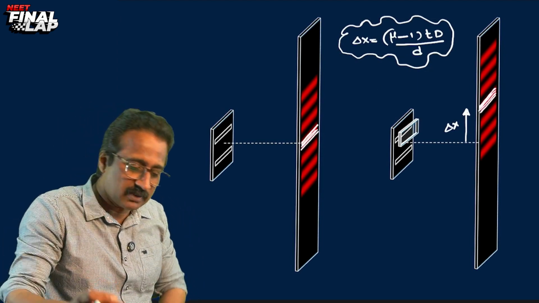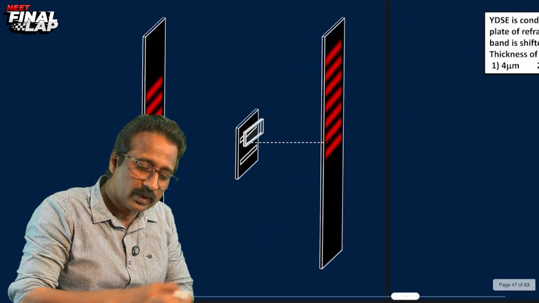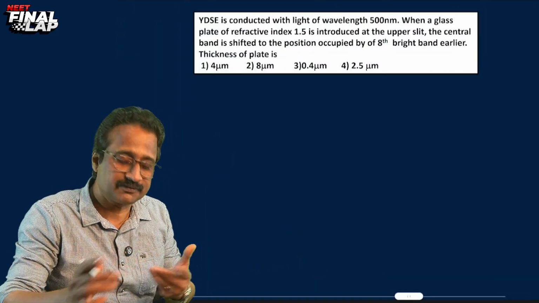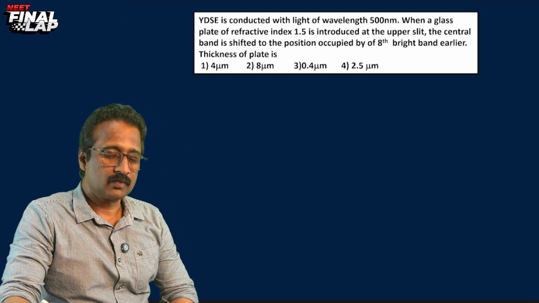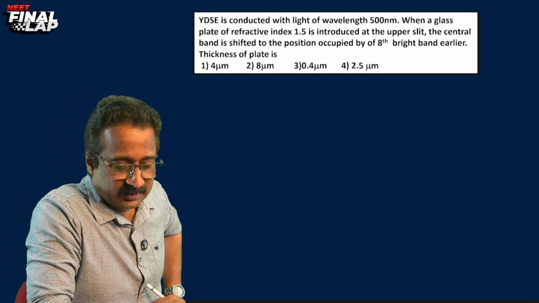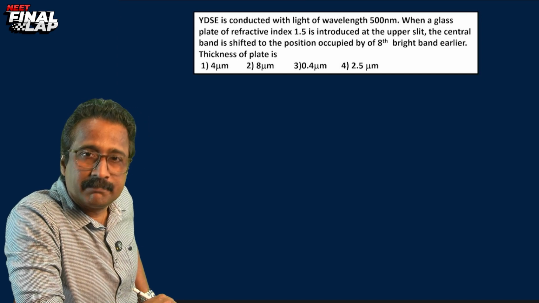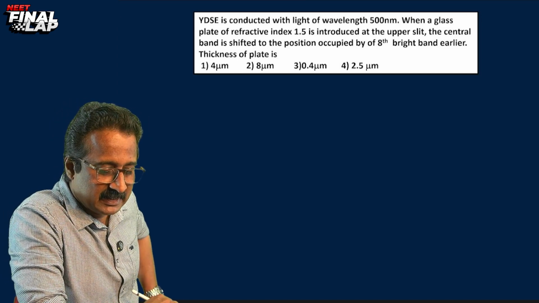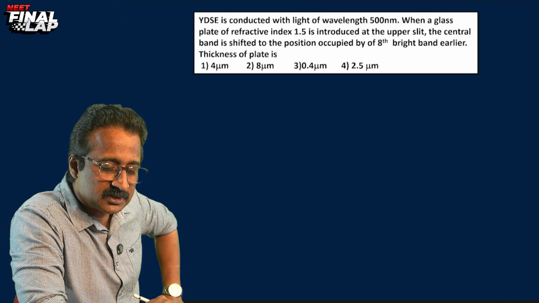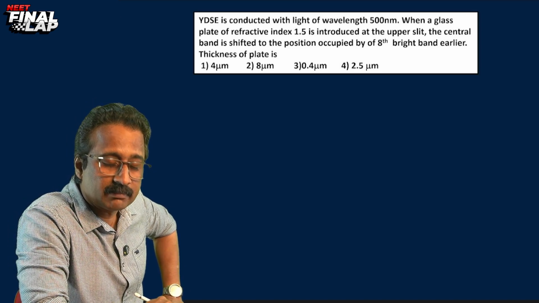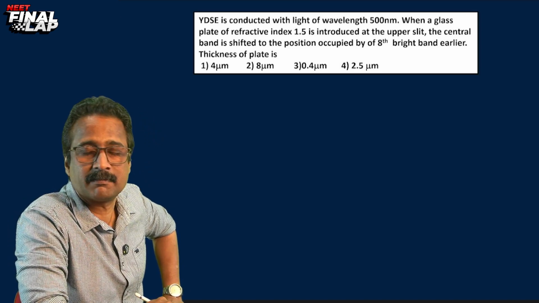Let me show a question here where you can use this idea of shift. YDSE is conducted with light of wavelength 500 nanometer. When a glass plate of refractive index 1.5 is introduced at the upper slit, then the central band is shifted to the position occupied by the 8th bright band earlier. The thickness of the plate is?